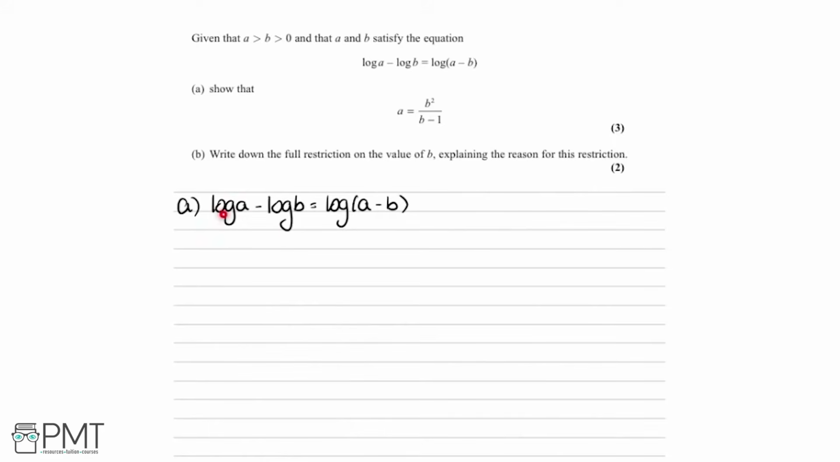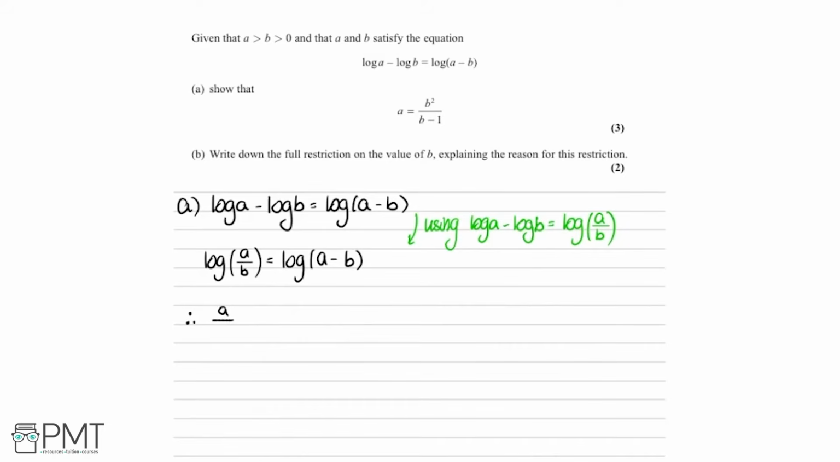And look at this left-hand side, we can see this is actually part of a log law. So we know that log a minus log b equals log of a over b. So we can replace this whole left-hand side of the equation with log of a over b. So doing that, we get log a over b equals log of a minus b. And now because we've just got a single log on each side, so we've got log of something equals log of something, we can then equate both the parts. So we can now say that a over b equals a minus b.